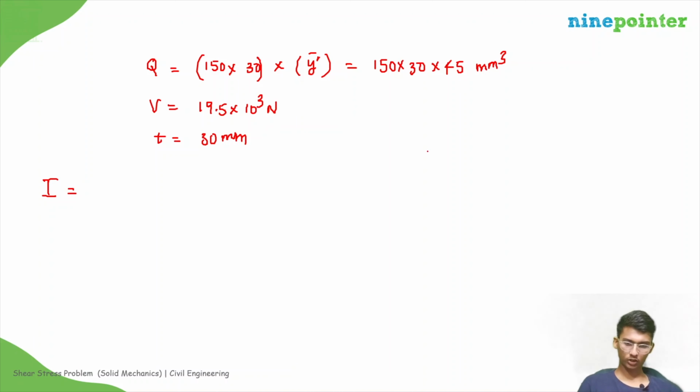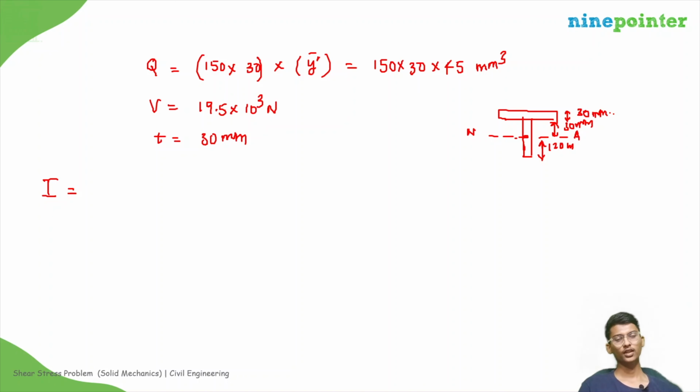For I, we need to calculate the I of this section, this whole section of this I beam, about the neutral axis. This is at distance 120 mm, and this is at distance 30 mm, and this distance is also 30 mm. So we know that we can calculate I in two parts.